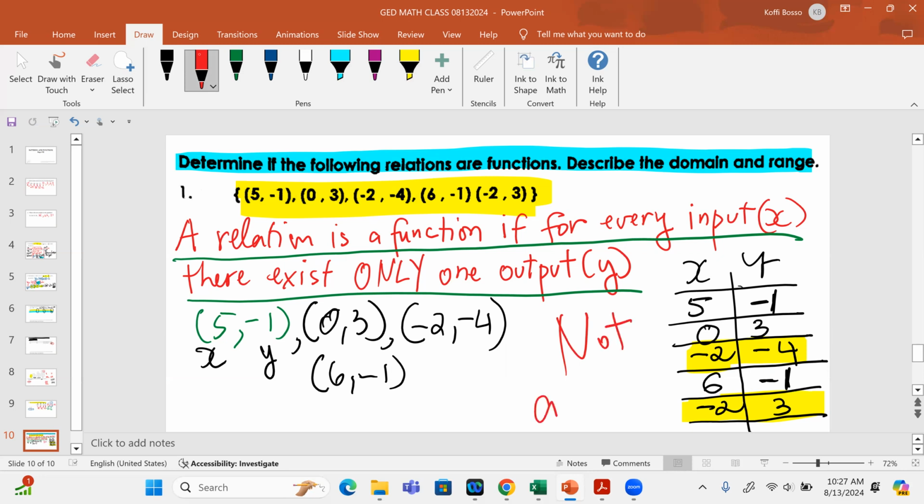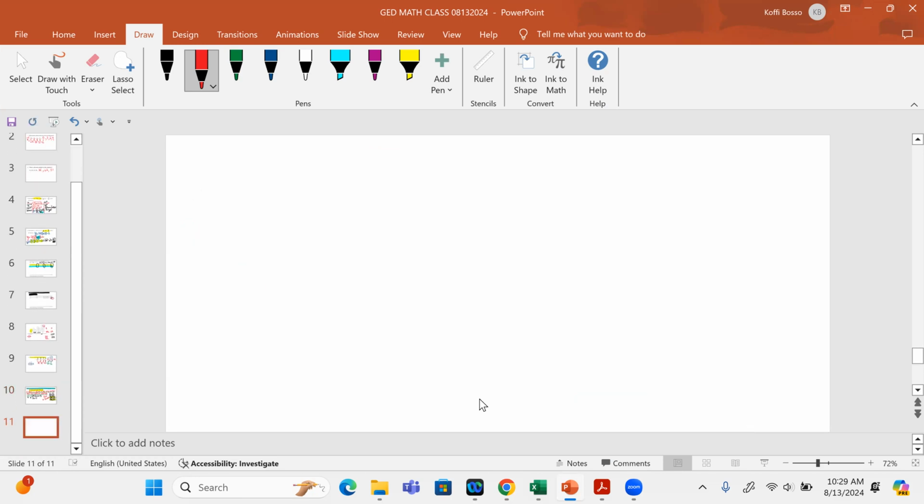Yes. They will give you a table and ask you if this is a function. So the thing is this, if you see the x value repeating somewhere, it's not a function. Like here, negative 2 is repeating. So it's not a function. The y could repeat, no problem. So remember, domain is the same as the input, and range is the output.